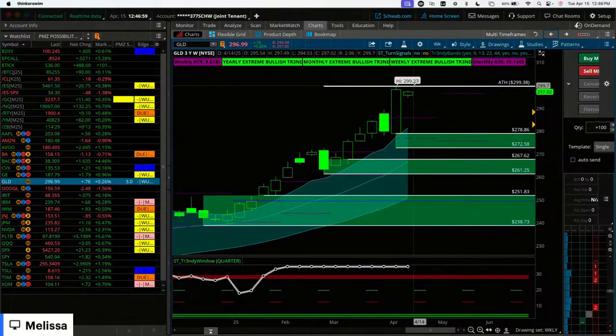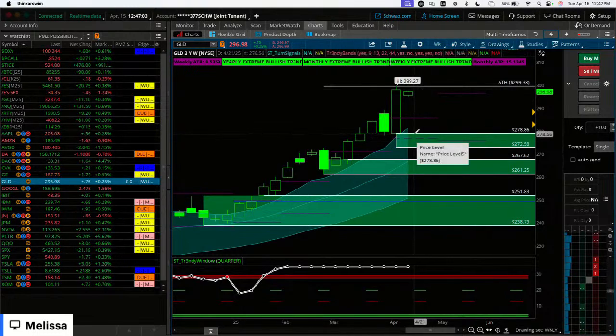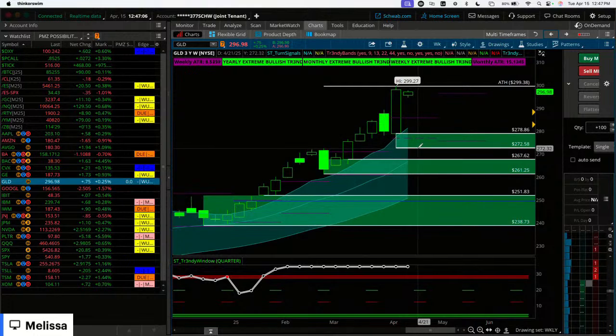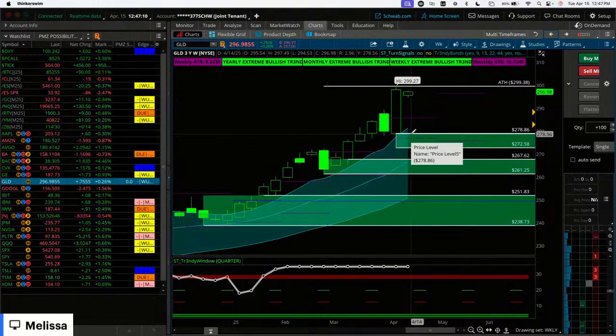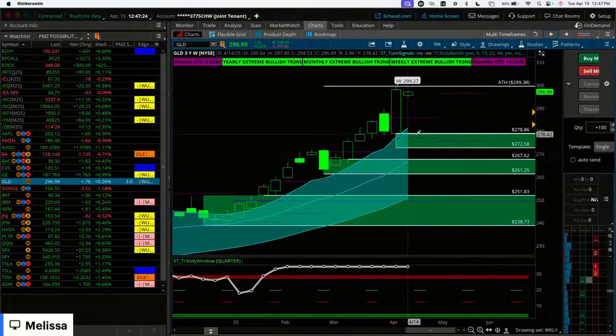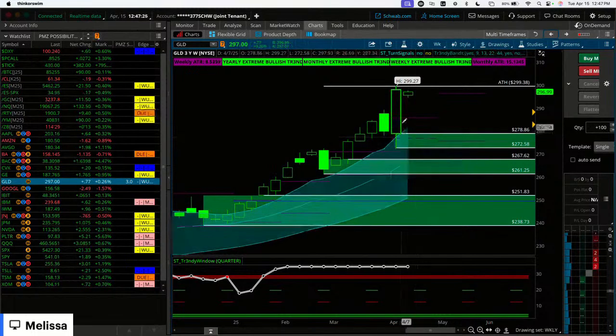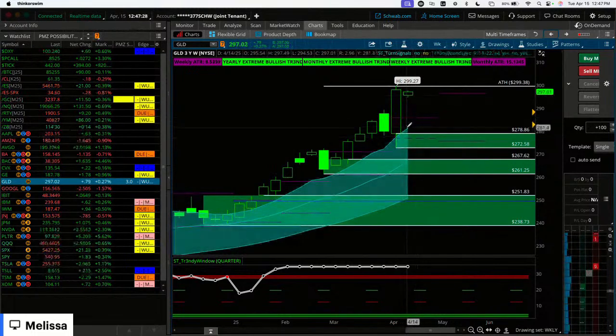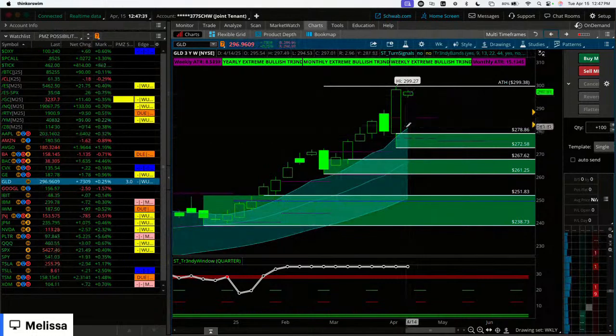So what I notice on this weekly chart is that we have weekly demand at 278.86 by 272.58. If I were looking for a swing trade that I planned to be in for 2 to 6 months, I would be interested in trading this demand zone, so going long. But what I noticed right away is that we are extended from this EMA cloud.